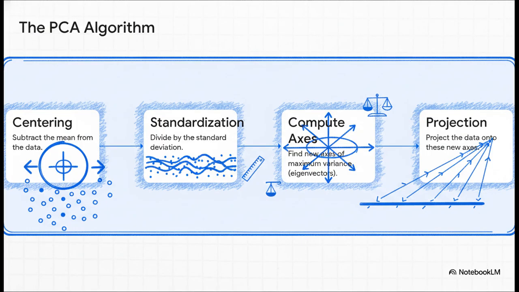So let's just put that all together. The entire PCA algorithm really boils down to these 4 steps. First, we center the data. Second, we standardize it to level the playing field. Third, and this is the math-heavy part, the algorithm computes those new optimal axes. Now, in linear algebra, they're called eigenvectors, but don't worry about the name. Just think of them as the axes of maximum information we just found. And finally, we project our data onto those new axes. And that, in a nutshell, is PCA.